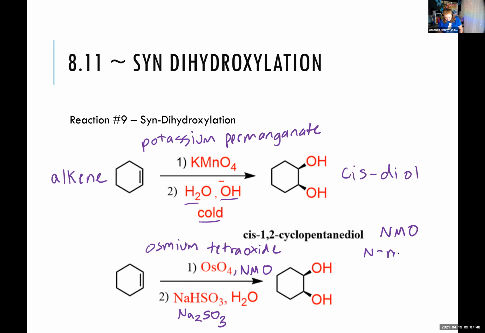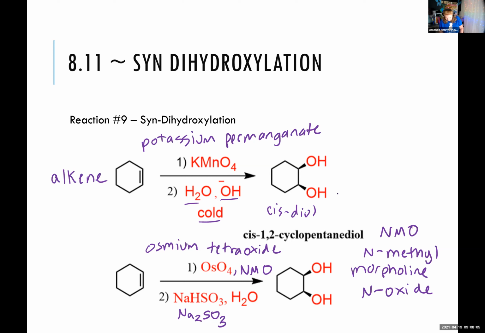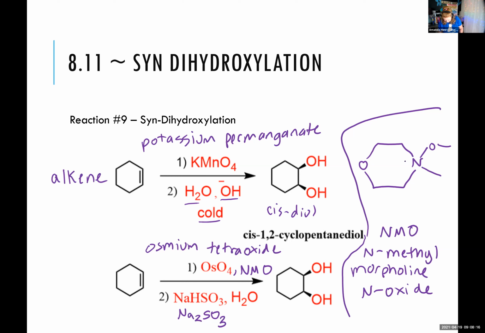NMO is N-methylmorpholine N-oxide. It looks like this. So it's a ring. There's a nitrogen and an oxygen in the ring, and then some stuff attached to the nitrogen. It's just one of the extra reagents that's necessary to go with it.